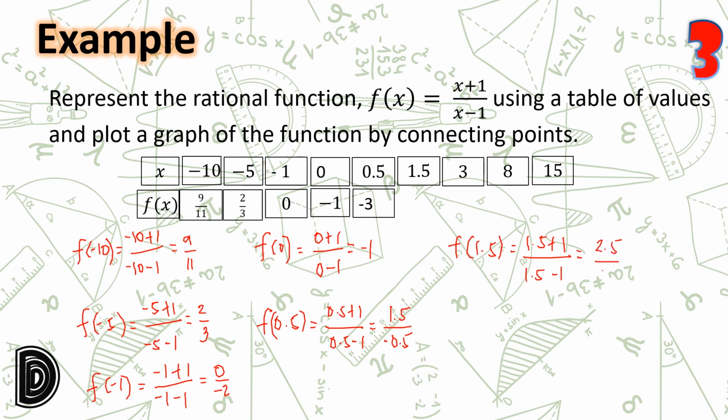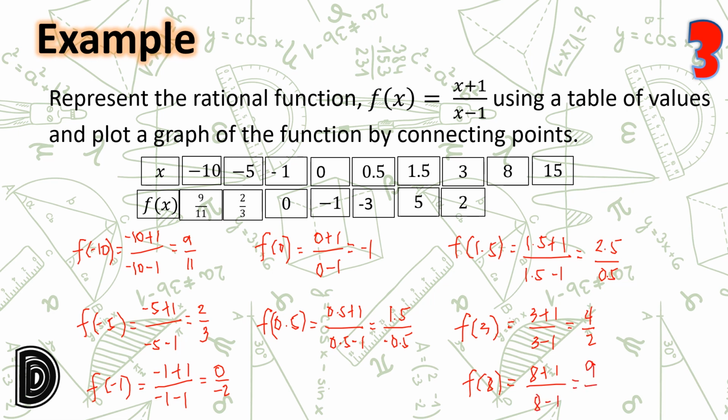over 0.5, and that is equal to 5. Next, x is equal to 3, so we have f of 3, 3 plus 1 over 3 minus 1, that is 4 over 2. Then f of x is equal to 2. If x is equal to 8, we'll have f of 8 is equal to 8 plus 1 over 8 minus 1, that is 9 over 7.